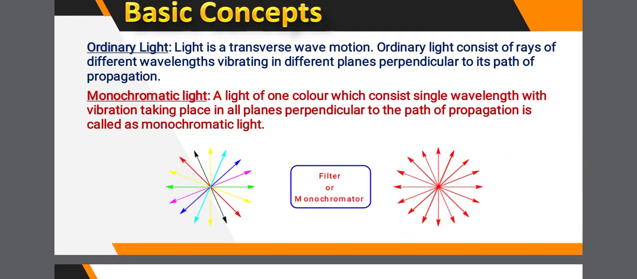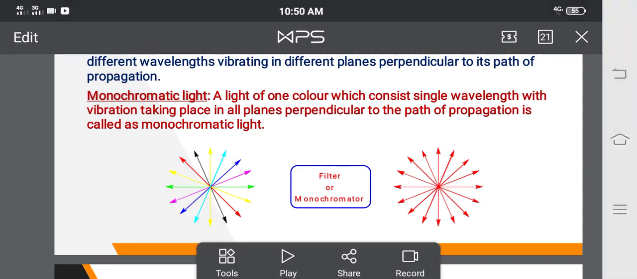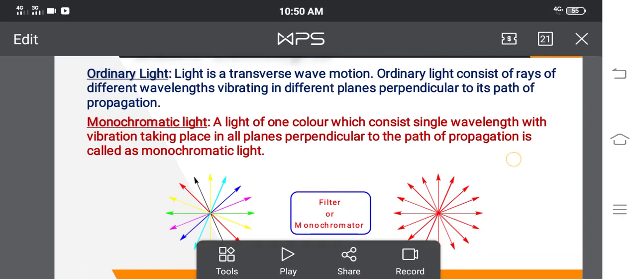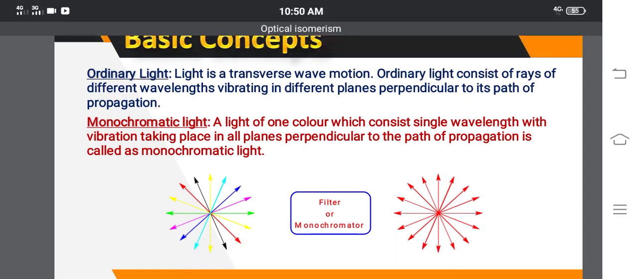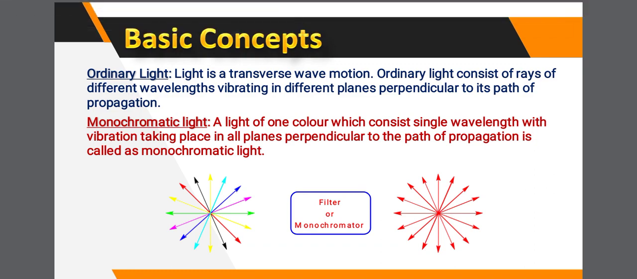Then what does ordinary light mean? Ordinary light is a transverse wave motion. Ordinary light consists of rays of different wavelengths vibrating in different planes perpendicular to its path of propagation. Okay, that is monochromatic light. A light of one color which consists of a single wavelength, with vibrations taking place in all planes perpendicular to its path of propagation, is called monochromatic light. Here a filter is there. In place of a filter we also use a monochromator.